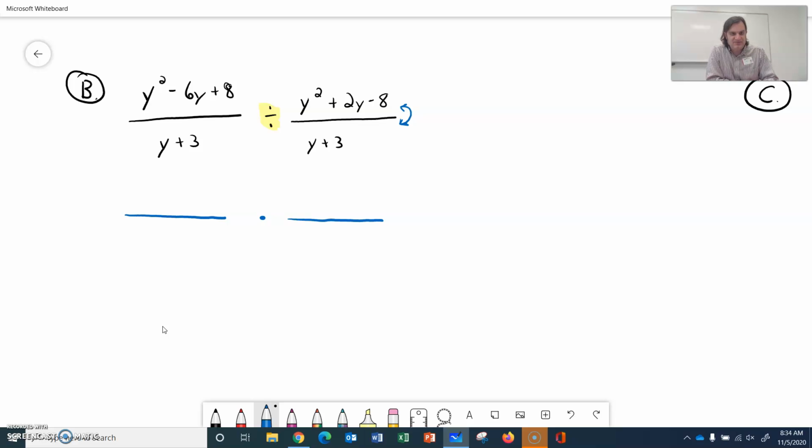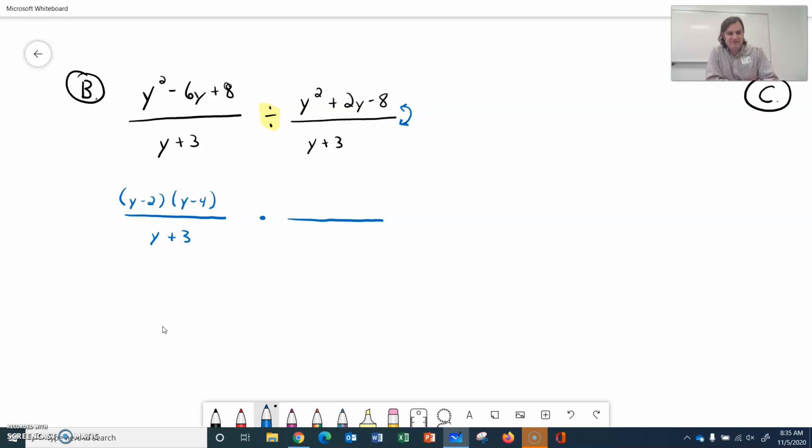So the first fraction, y squared minus 6y plus 8, I believe that factors into y minus 2, y minus 4. Once again, if you don't see that just by looking at it, please go back and do it by hand so you get the same thing. And the y plus 3 in that denominator does not factor.